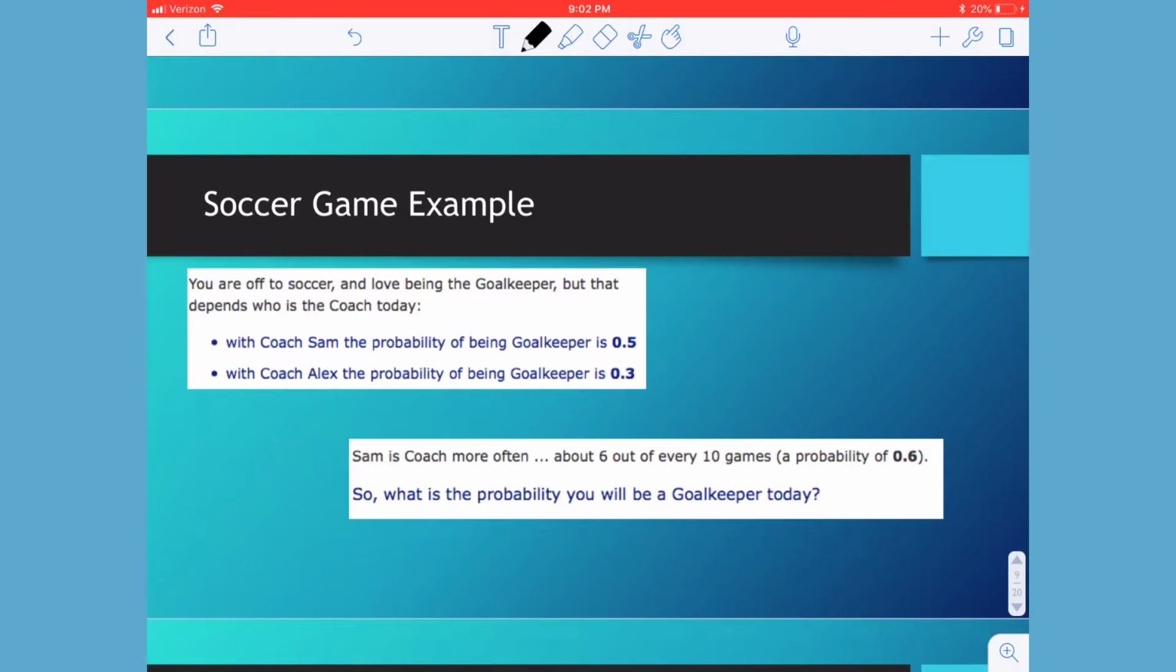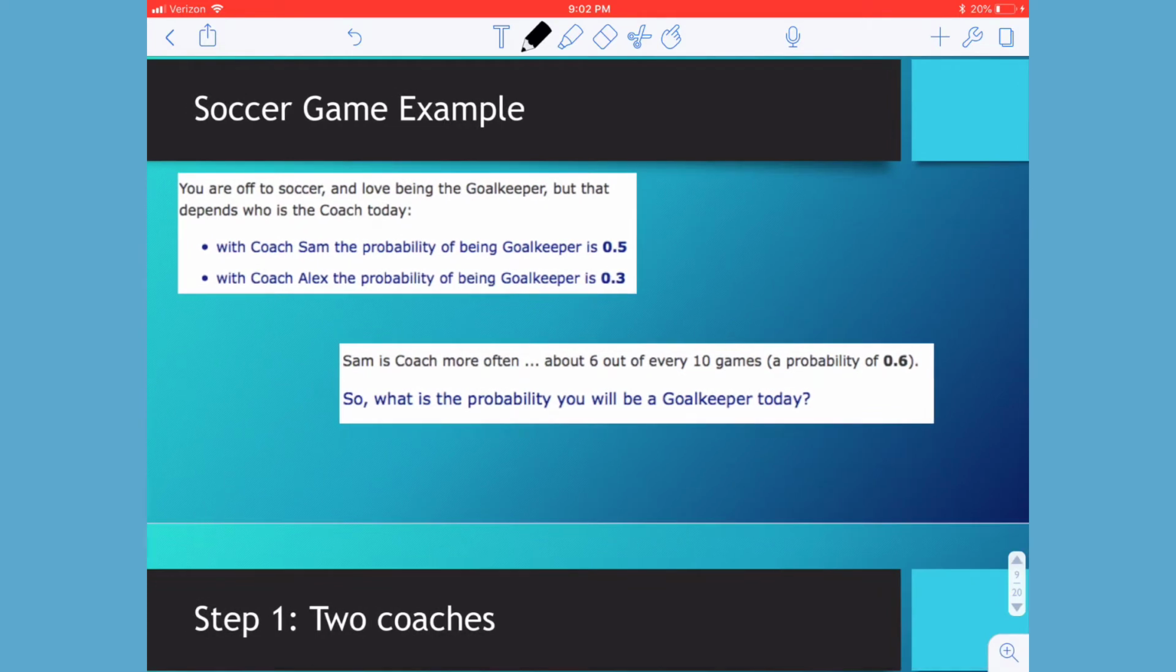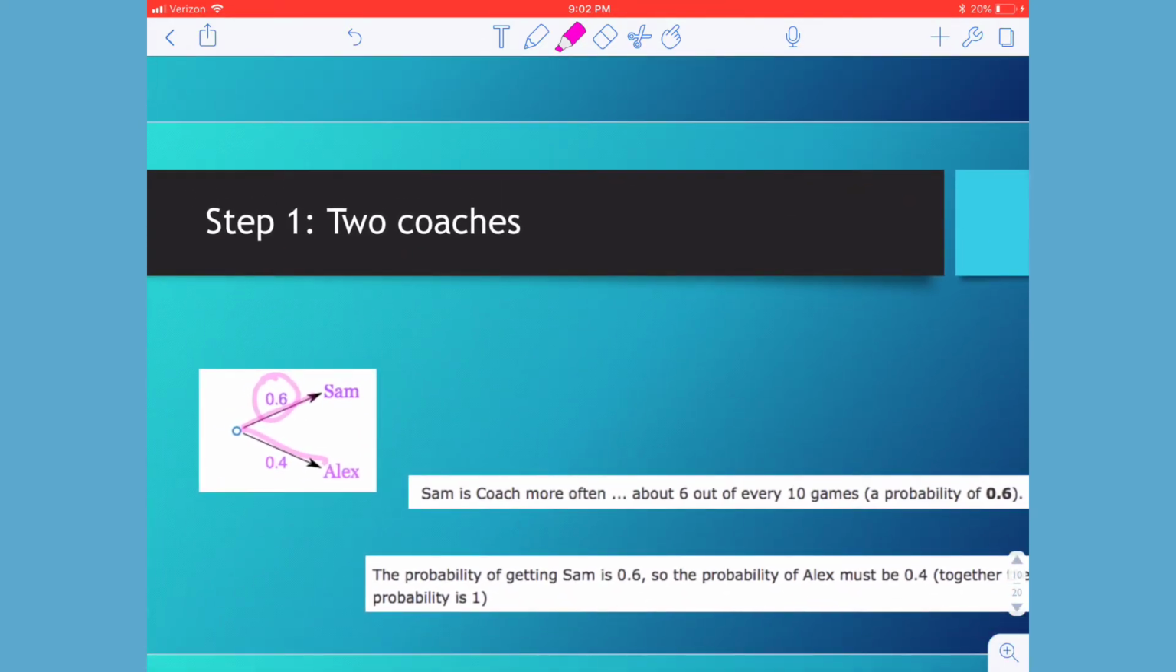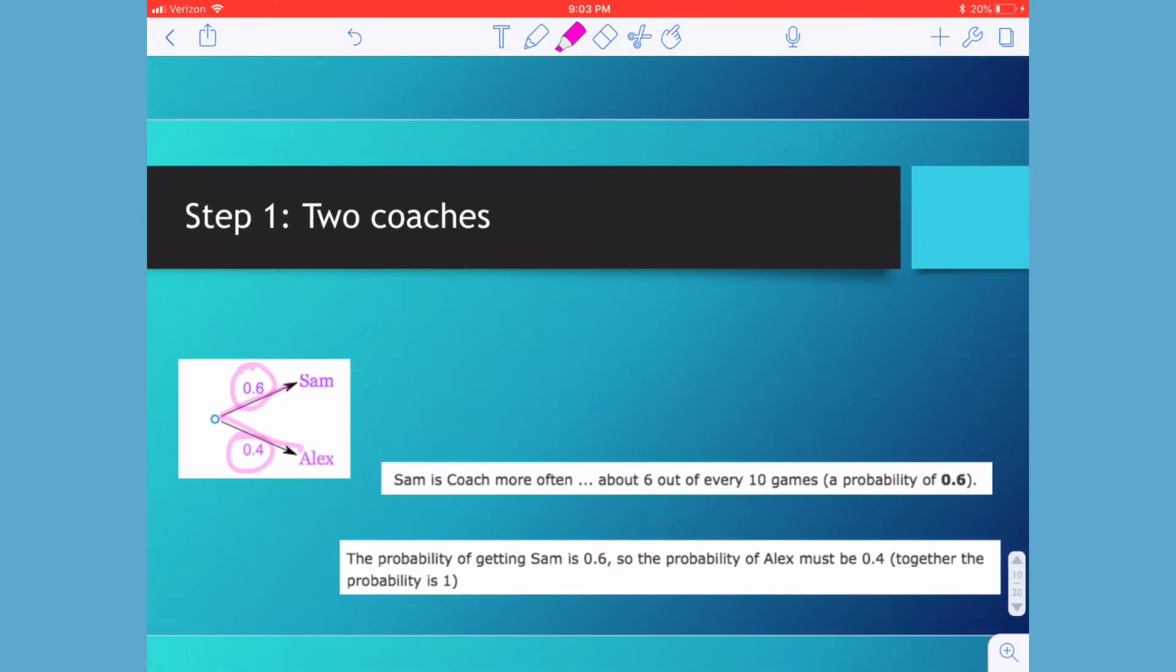So it's really easy to sit down and go ahead and make yourself a tree diagram. So step 1 is that we know we have 2 coaches, and we're just told that Sam is coached more often, about 6 out of every 10 games. So that's 0.6. So notice that I started by making my tree diagram with Sam and with Alex, and I put 0.6 for Sam. So how did I get the probability for Alex as 0.4? Well, I know that if the probability in total has to equal 1, I can subtract off the probability that Sam is the coach, and that's going to give me the leftover probability value of 0.4 for Alex.